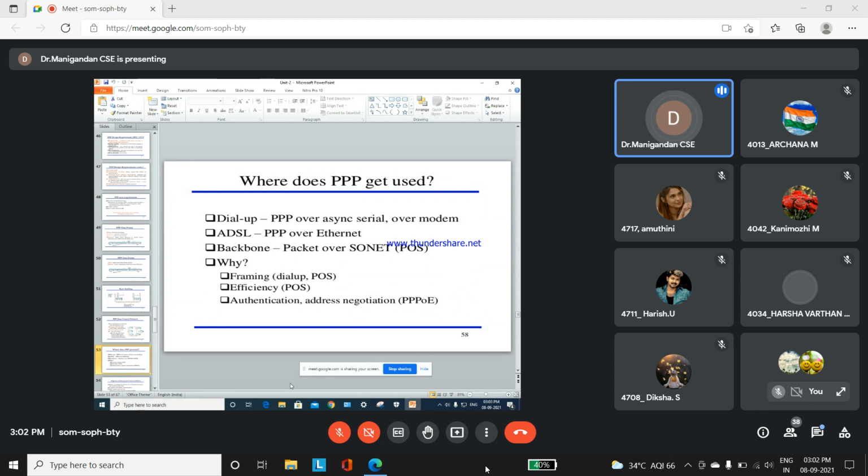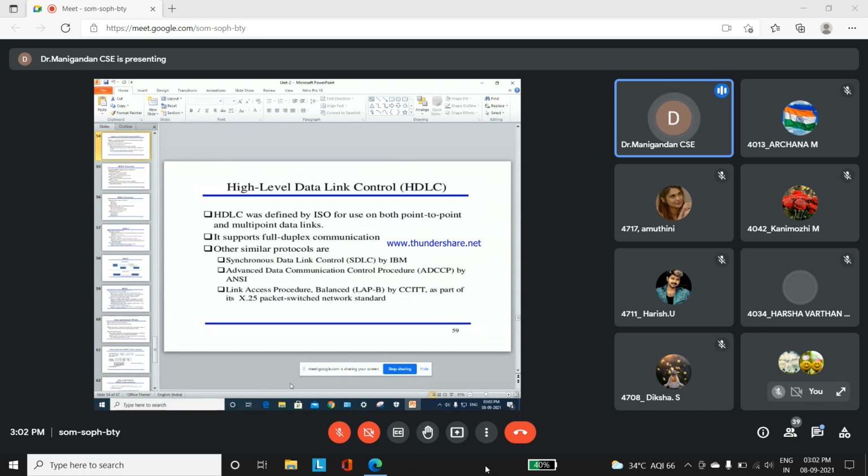Okay, why we are using this means based upon the framing. Framing will be done in the dial-up, along with efficiency, authentication, address negotiation and all. Based upon this only, the point-to-point network is implemented. Okay, up to this point the point-to-point network is over. Do you have any doubt?